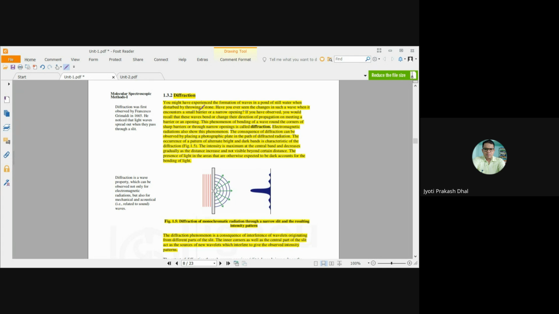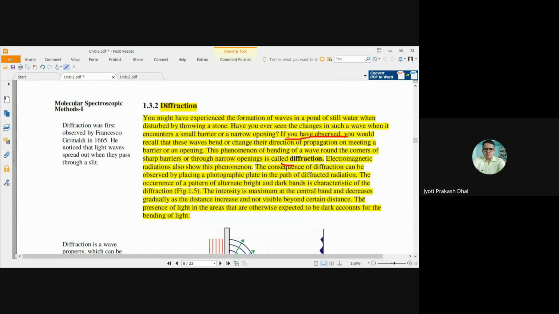Have you ever seen the changes in such a wave when it encounters a small barrier or a narrow opening? If you have observed, you will recall that these waves bend or change their direction of propagation when some barrier or obstacle is there. So the phenomenon of bending of waves around the corners of a sharp barrier or through a narrow opening is called diffraction. Electromagnetic radiation shows this type of phenomenon.